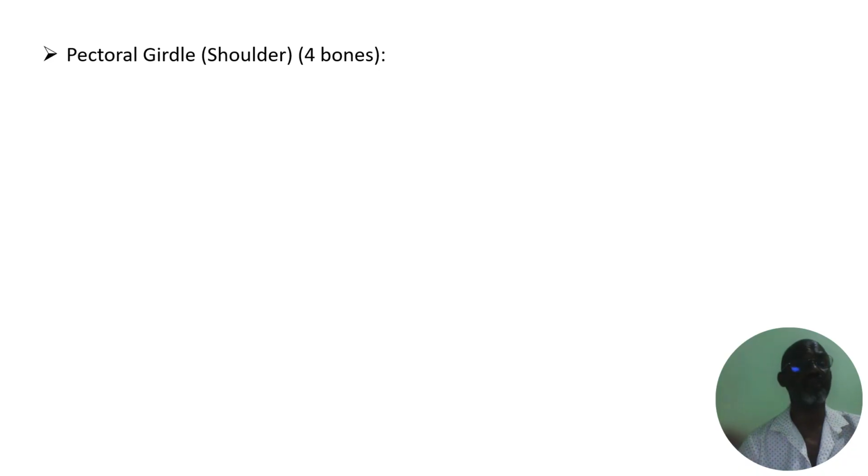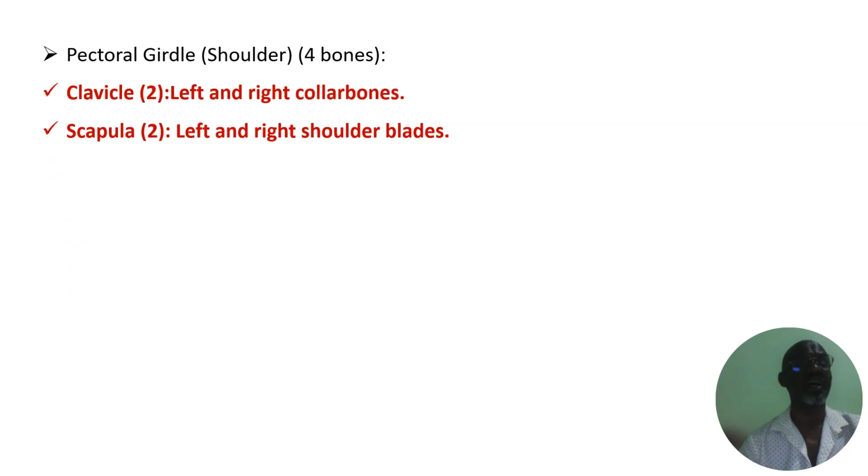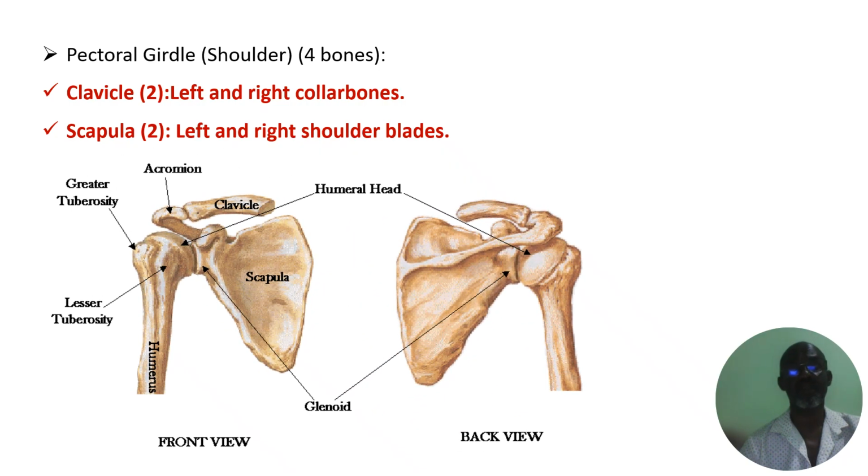Pectoral girdle. Let's see pectoral girdle, shoulder. Let's see in more detail the bones. These are clavicle 2 total, left and right. Scapula 2, left and right. This is a diagram that shows you these two bones, the pectoral girdle or shoulder girdle. Scapula, flat bone, and of course, clavicle is considered a long bone.